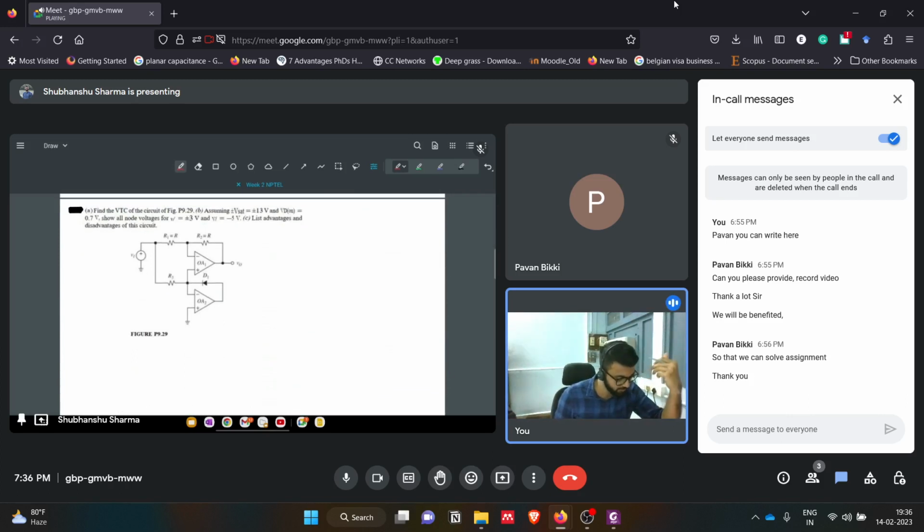So just see VTC, by the way, that is the relation between the output voltage and the input voltage. That we say voltage transfer characteristics. So these relations are sometimes important to analyze how the circuit is behaving when we are giving a certain input. So that's why this VTC is required. So just go through the question. Give some time.